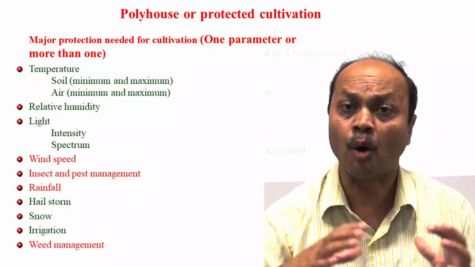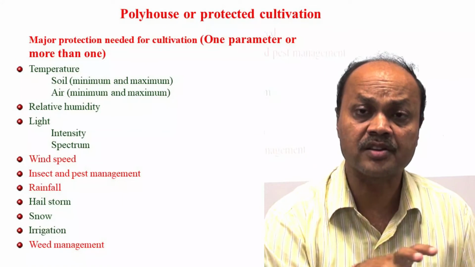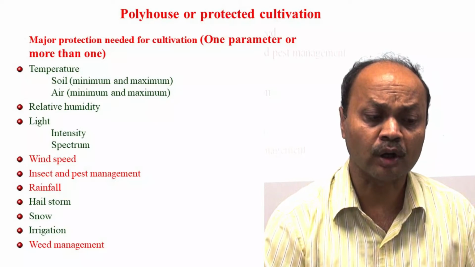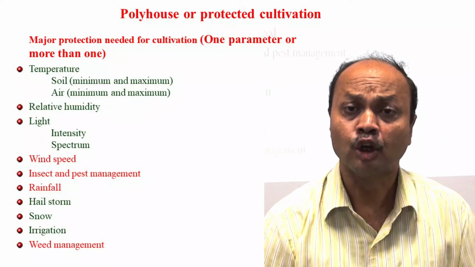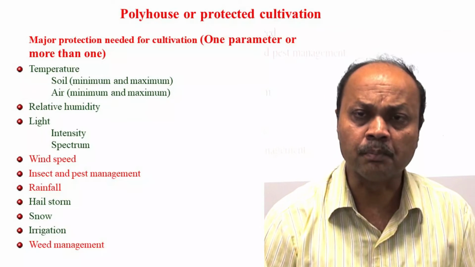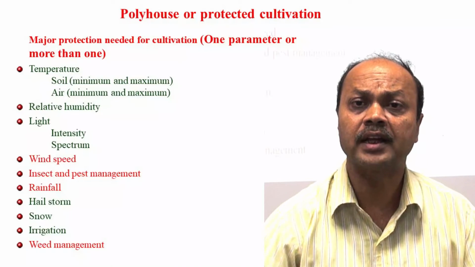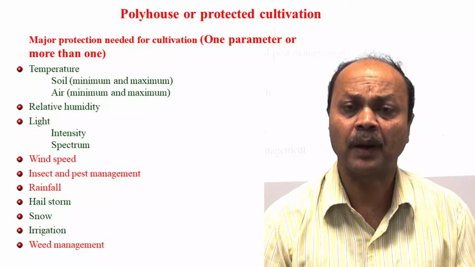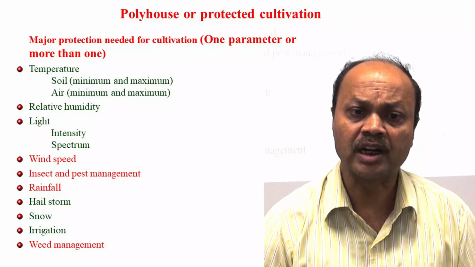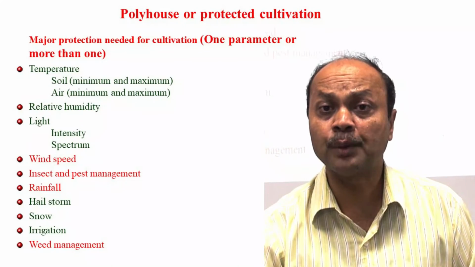So normally for common farmers, this understanding is very important. What I am saying is very important. The polyhouse, or protected cultivation: normally, I think the polyhouse is not the one solution for all agricultural activity. Protected cultivation is more important.